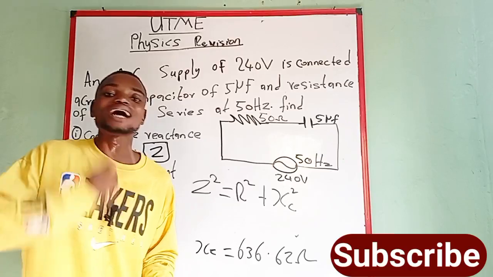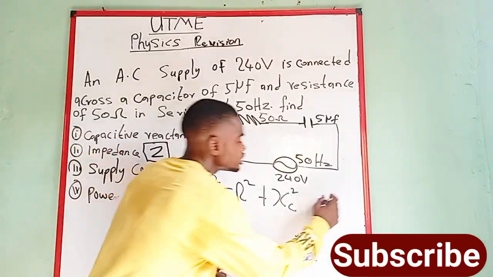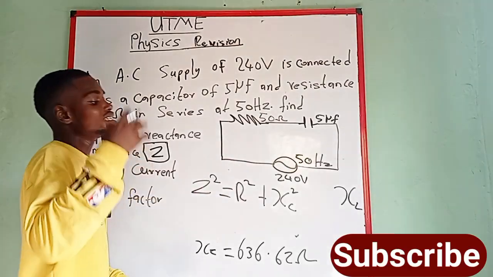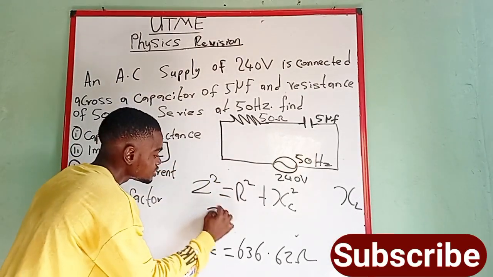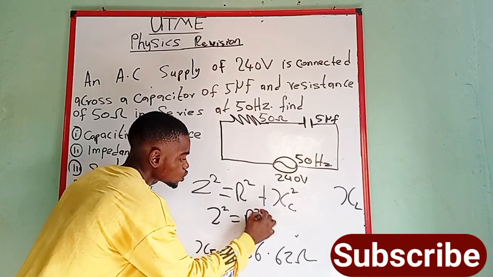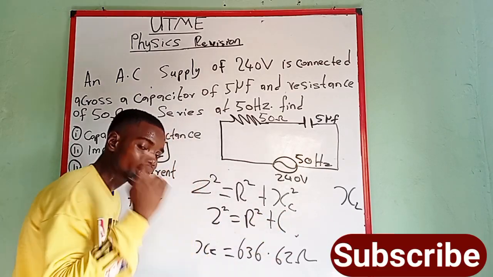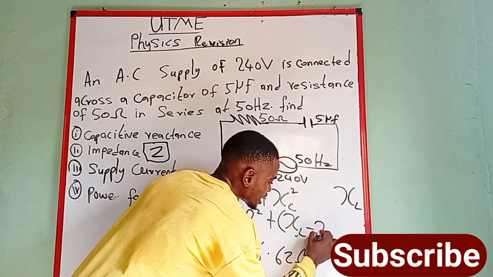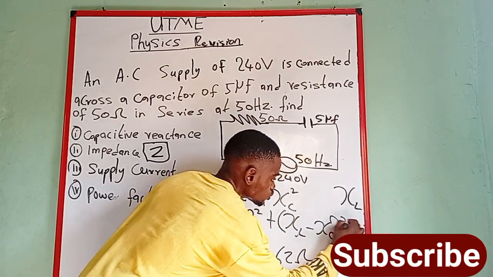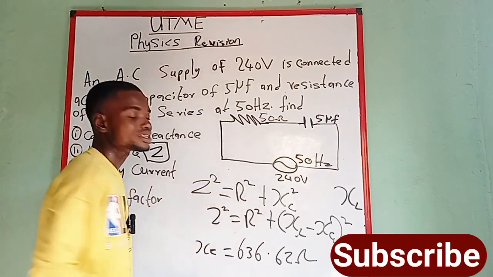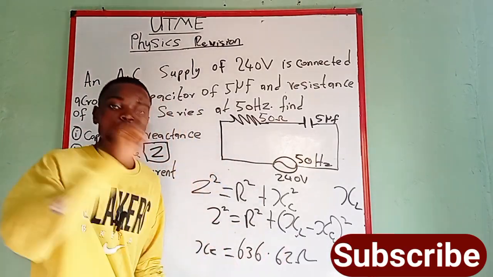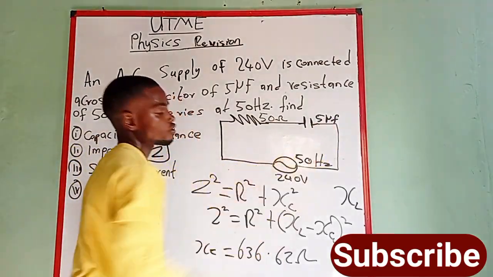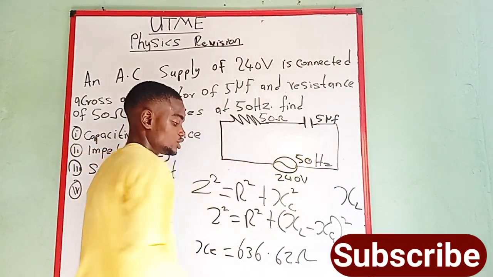Assuming we have an inductor, I told you that inductive reactance is in this form. We are now going to include the inductor. The formula will now become Z squared equals R squared plus (inductive reactance minus capacitive reactance) all squared. If the circuit contains an inductor, we are going to use this formula. You will also be given the inductor value in the circuit.